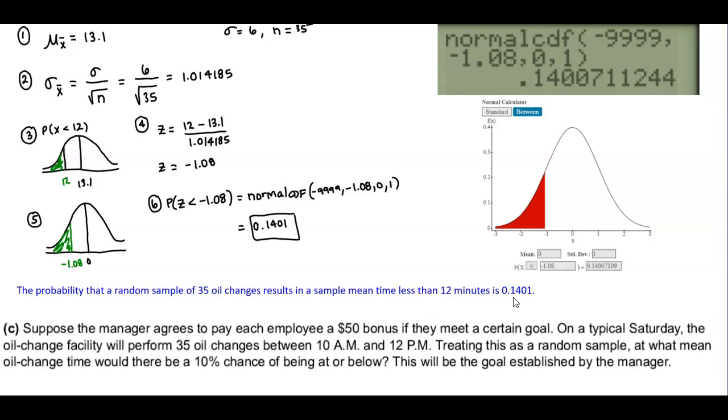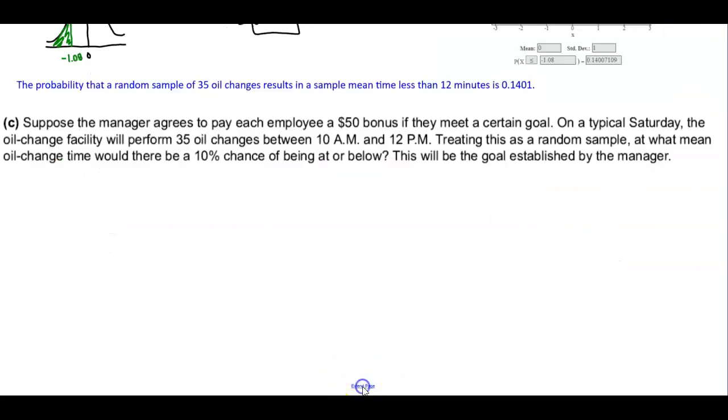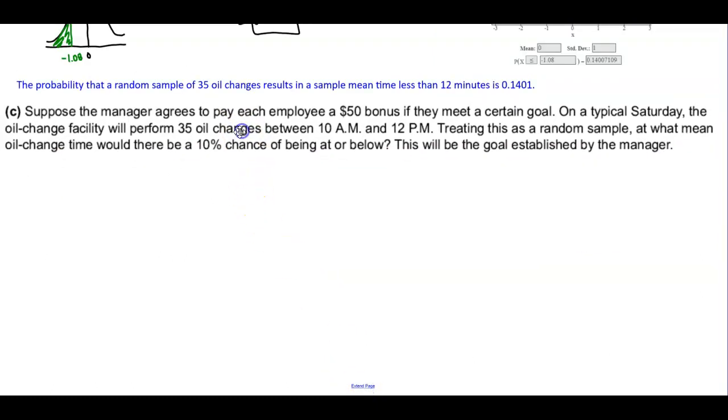Okay, so now let's take a look at part C. It says, now suppose the manager agrees to pay each employee a $50 bonus if they meet a certain goal. On a typical Saturday, the oil change facility will perform 35 oil changes between 10 a.m. and 12 p.m. Treating this as a random sample, at what mean oil change time would there be a 10% chance of being at or below? This will be the goal established by the manager.